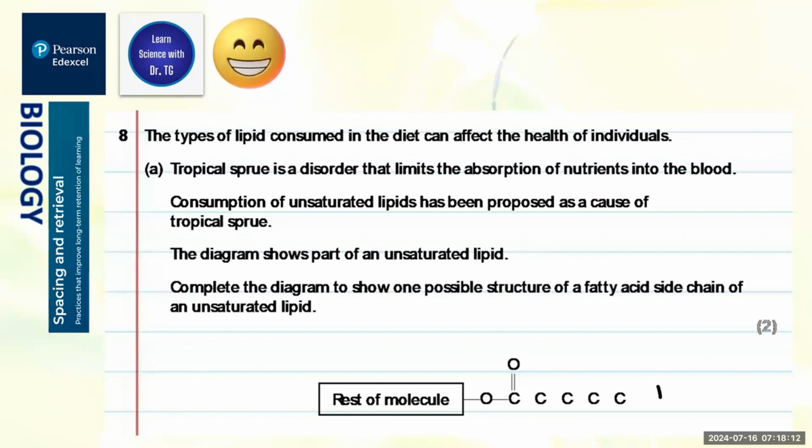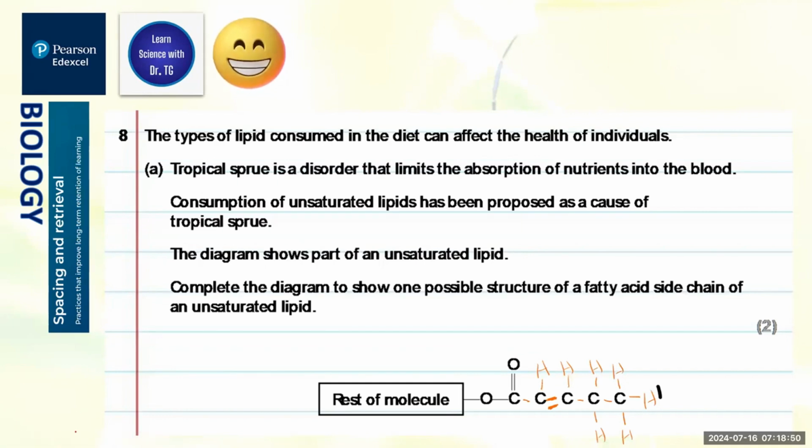The diagram shows part of an unsaturated lipid. Complete the diagram to show one possible structure of a fatty acid side chain of unsaturated lipid. So unsaturated lipid contains a carbon-carbon double bond. It could be one or it could be several. So to get the marks, you have to show the carbon skeleton, and also you have to show at least one carbon-carbon double bond.